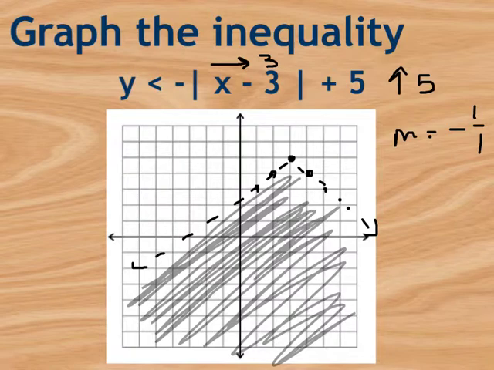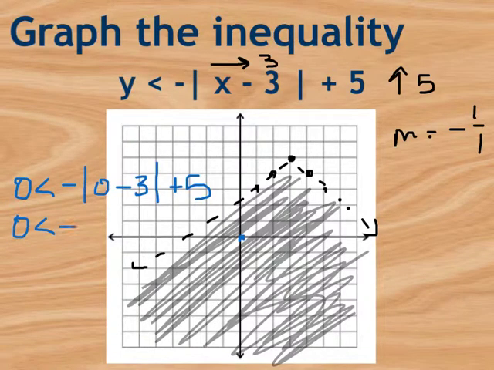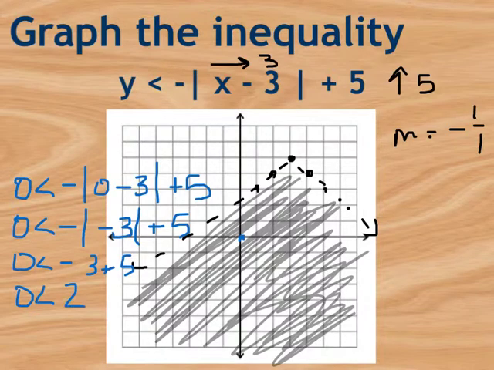Let's go ahead and check our answer. And we'll do that by picking a point such as 0, 0. I like 0, 0 because it's an easy number to plug in. So is 0 less than negative absolute value of 0 minus 3 plus 5? Is 0 less than negative absolute value of negative 3 plus 5? Is 0 less than negative 3 plus 5? Is 0 less than 2? Yes, it is. So that is a solution. It's inside our shaded region. So we did that correctly. We are set. We are done.